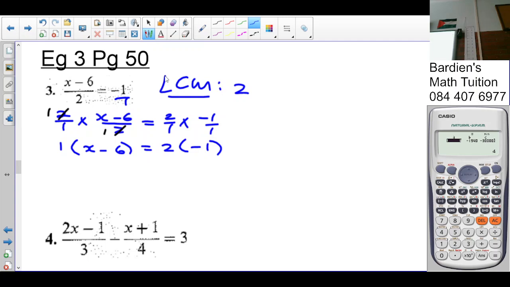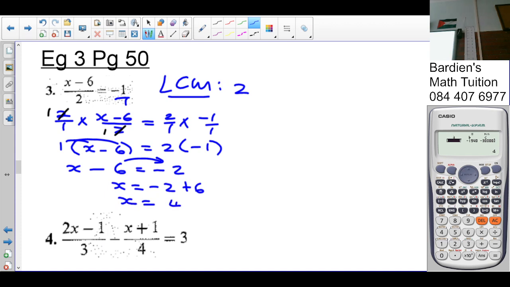Right. Now what? Get rid of the brackets. 1 times x is x minus 6 equals 2 times negative 1. Now what? x minus 6 over. So x equal to negative 2 plus 6. So x equal to? You guys understand?